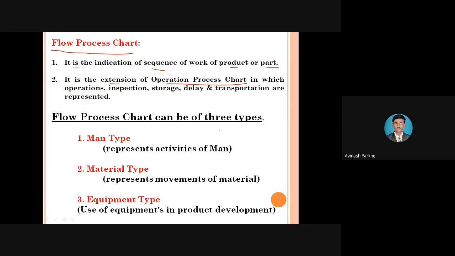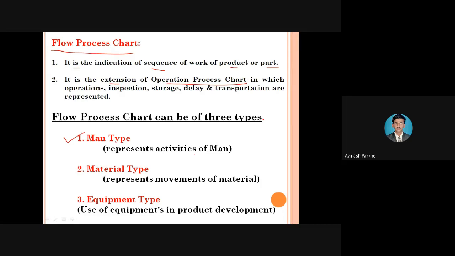And this particular flow process chart is further divided into three types. So the first type is the man type. Man type means it represents the activities performed by the man. So for example, some operators, some workers are simultaneously operating some machines. Maybe he is handling machine number 1, he is handling machine number 2, or sometimes he is working on a single machine, and at that time, if he is converting the raw material into the finished goods, he has to perform a number of tasks.